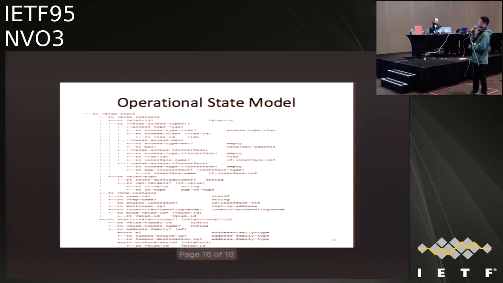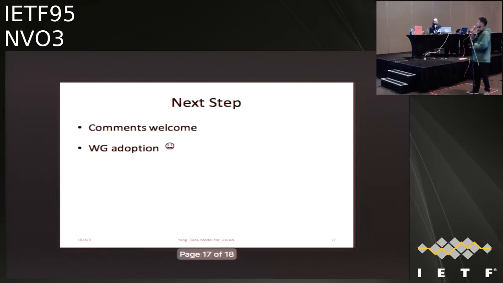So this is the operational state model. We have a VXLAN instance and we type instance and stack VXLAN tunnel operation. So next comments. Yeah, thank you. So before we talk about adoption, I think we need to have some more discussion on the mailing list to carry through with some of the things that were talked about here today. But thank you for this talk.